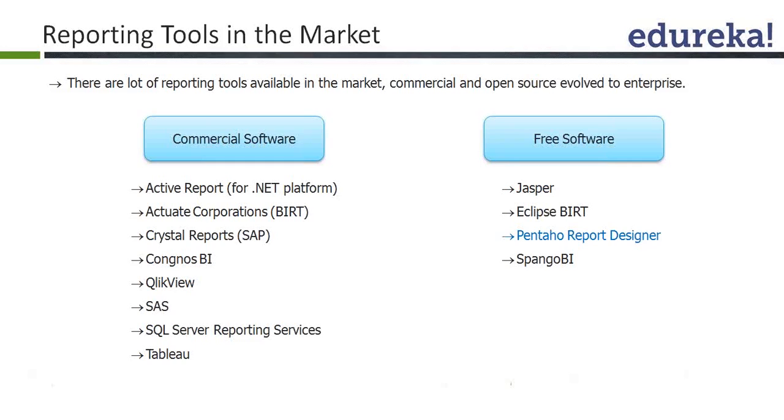Actuate Report, we have seen, is one of the BI solutions based on BIRT. Crystal Reports, again coming from SAP, which actually took over lately. Cognos BI coming from IBM. QlikView has a reporting solution. Then SAS, MS SQL, Tabular, these are a few more offerings. In open source, they have JasperReports and Eclipse BIRT, which is truly open source. Then Pentaho Report Designer and SpagoBI. So these are a few offerings.